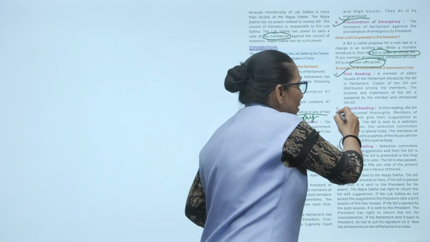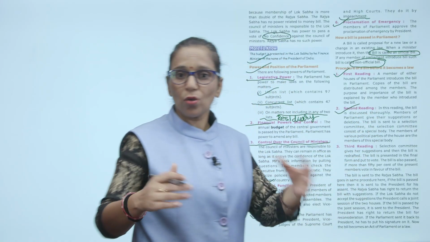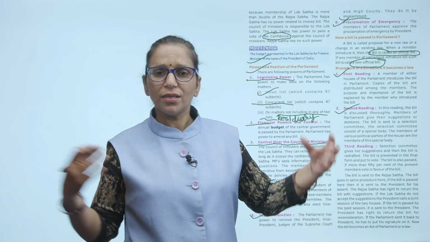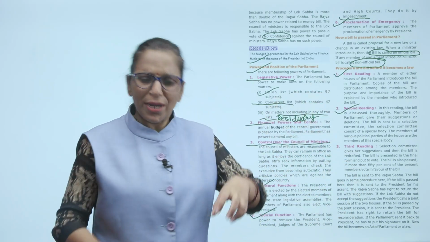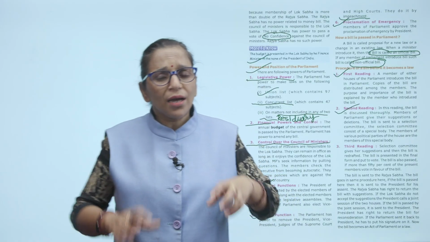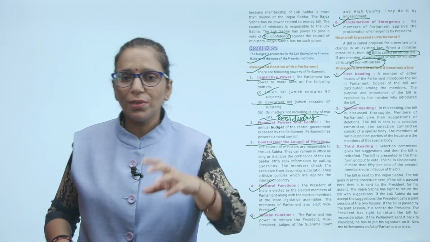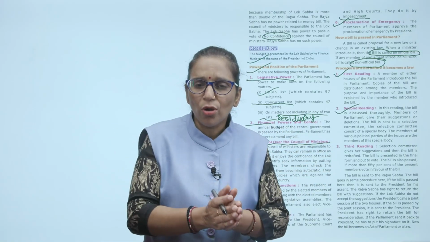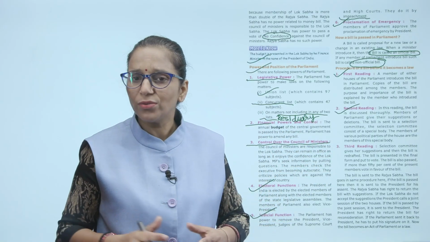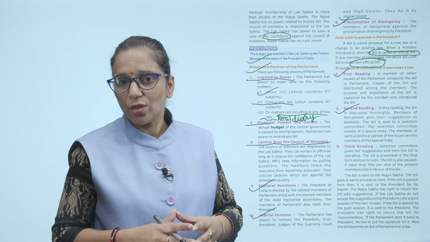Now the second reading. In this reading the bill is discussed thoroughly. Everybody is in the debate and discussion. Members of Parliament give their suggestions, to add some point or to delete some point, and the bill is sent to the selection committee. The selection committee consists of a special body. Members of various political parties of the houses are the members of this special body.